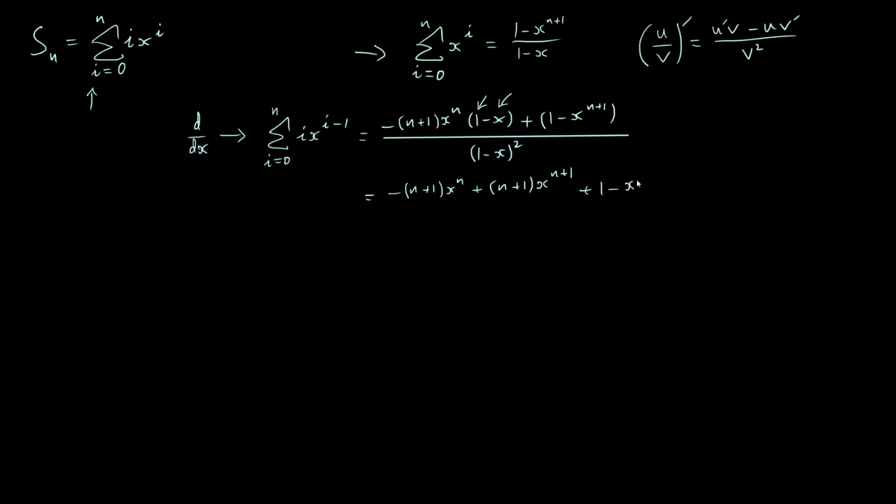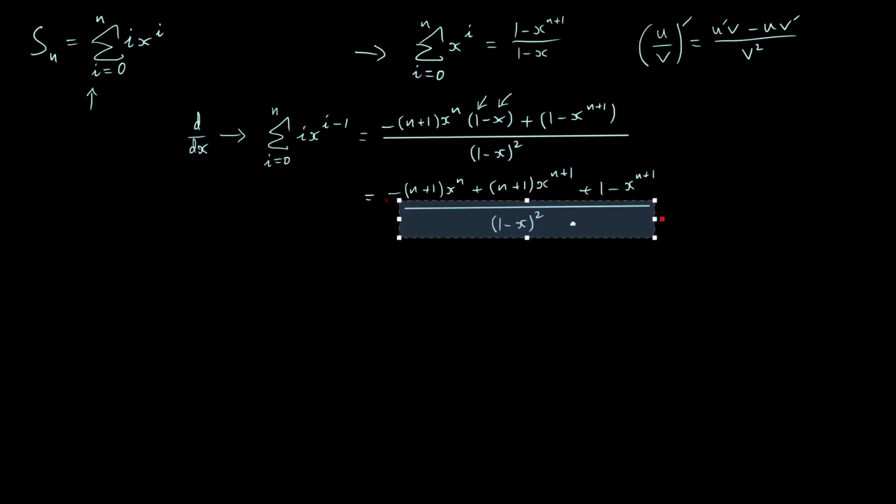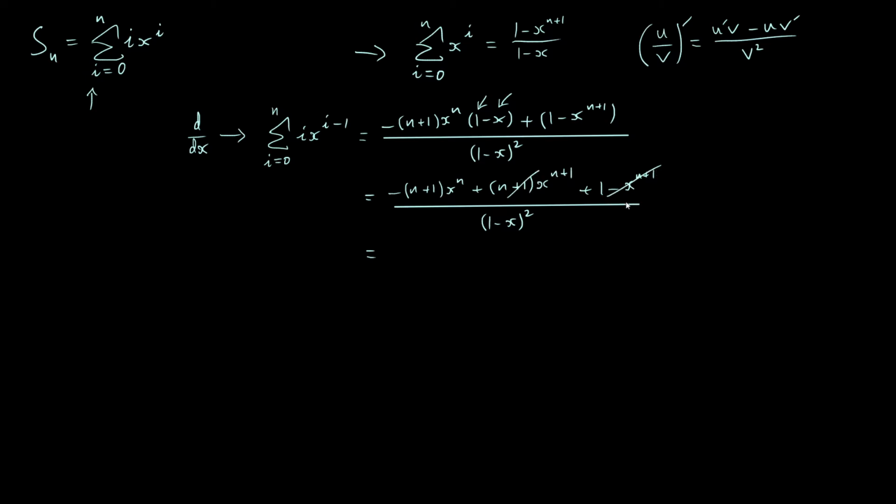We've got 1 minus x to the n plus 1, and still, all of that is divided by 1 minus x squared. Okay, so how can we simplify this even more? Well, we've got a minus x to the n plus 1 at the end, and then we also have a plus x to the n plus 1 from here, right? So we can get rid of that and that, because they cancel each other out. And so, what does this simplify to?